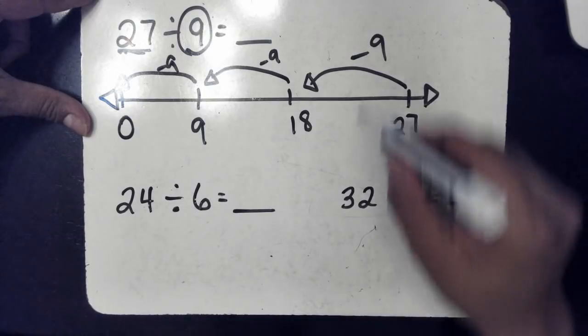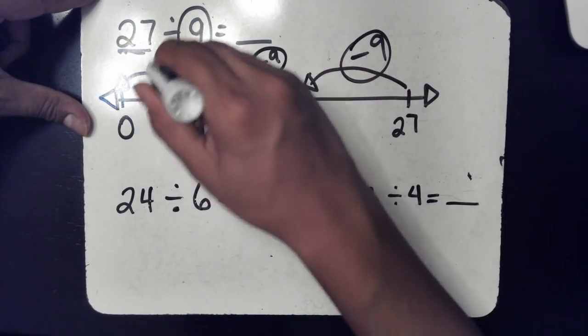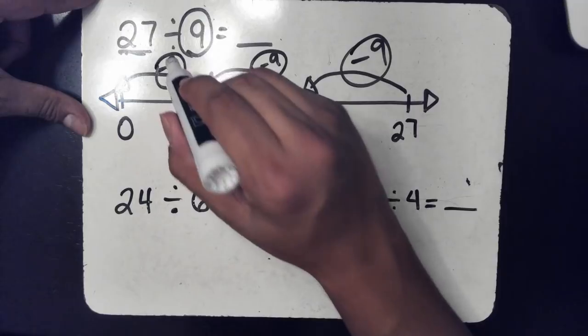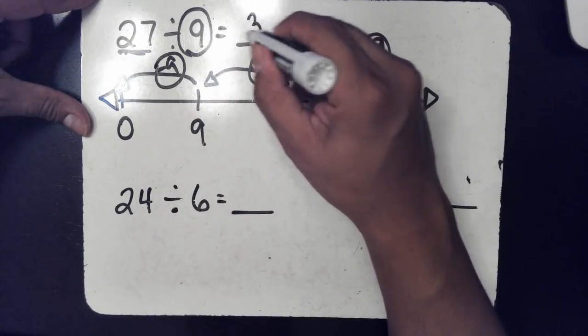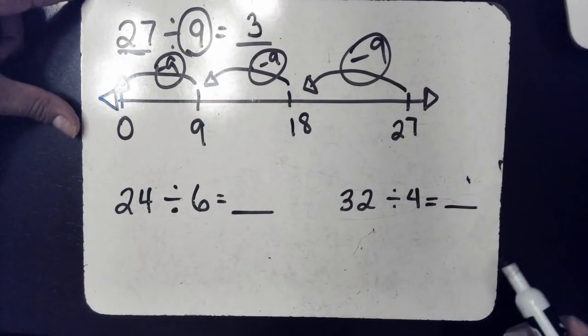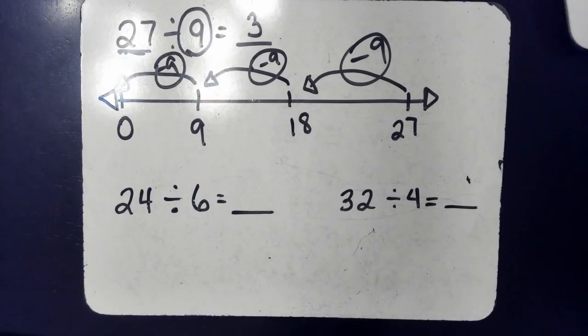So I subtracted 1, 2, 3 times. So 27 divided by 9, our quotient will be 3. Okay, now try the next two by yourselves.